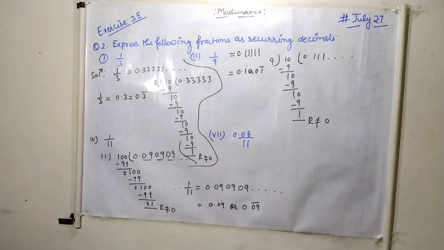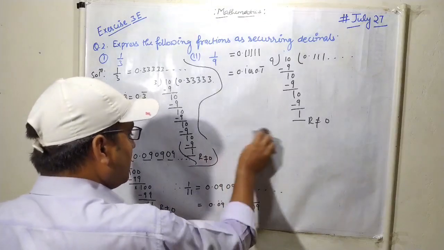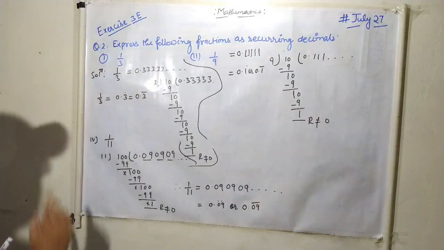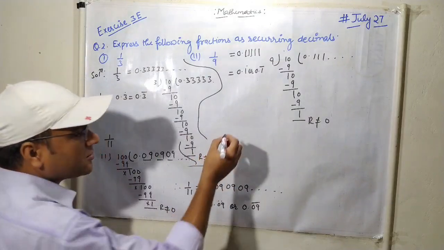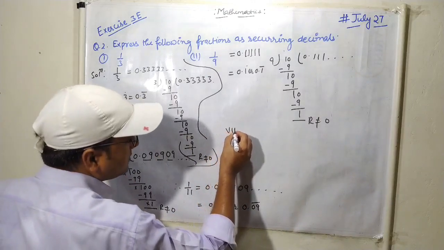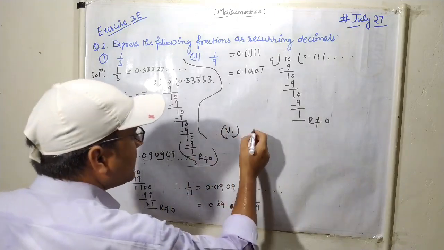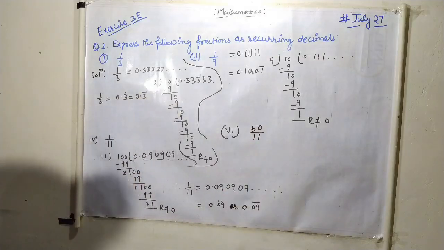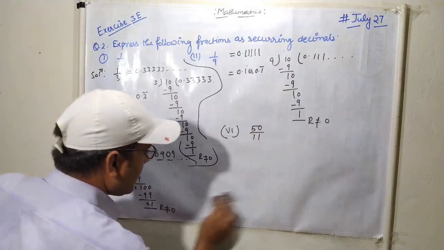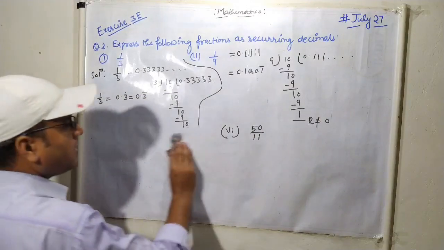Now the question number 6 is 50 upon 11. Question number 6, 50 upon 11. Okay, this is question number 4. The 5th one you will try, it is the same as question number 3. Now this question number 6, 50 upon 11. I'm going to do this one.